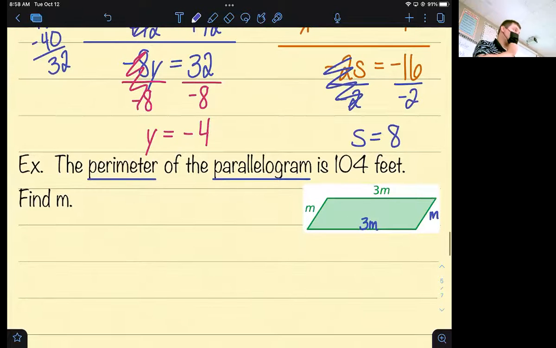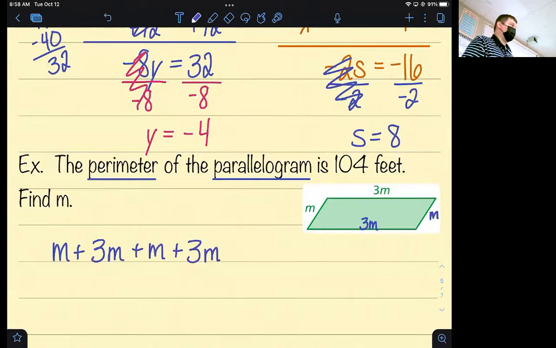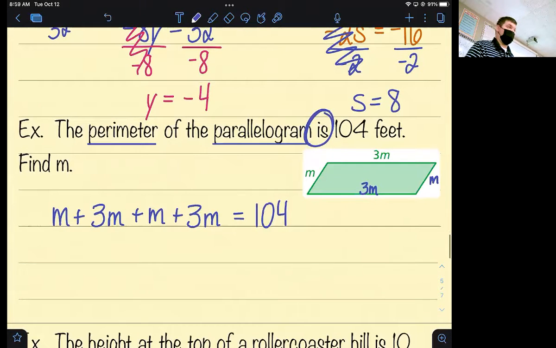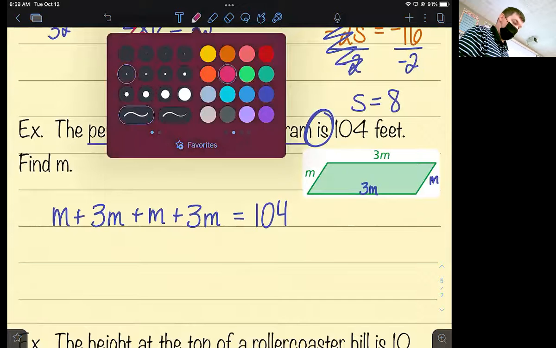So when I do perimeter, or as Bryce said, add up all the sides, that would mean M plus 3M plus M plus 3M. And what does this problem say our perimeter is? And what does is mean? Equals. So the perimeter of the parallelogram, M plus 3M plus M plus 3M, equals 104. There is my equation, and there's lots of like terms I can combine here.